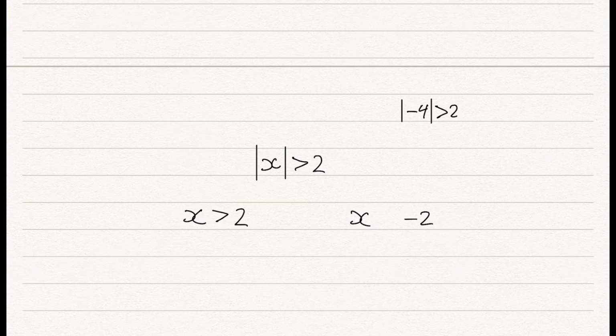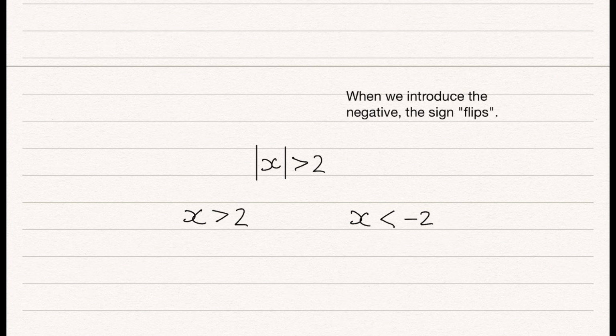That's a true statement because negative 4, 4 is greater than 2. So in the positive case, 4 is greater than 2. But is negative 4 greater than negative 2? Well, no, negative 4 is less. So here, when you put that negative, the sign flips. So here, x would be less than negative 2. So here we come up with a universal statement. When we introduce the negative, the sign flips.